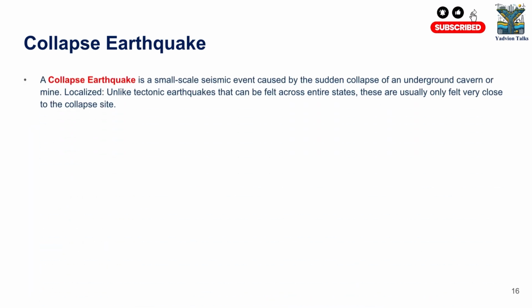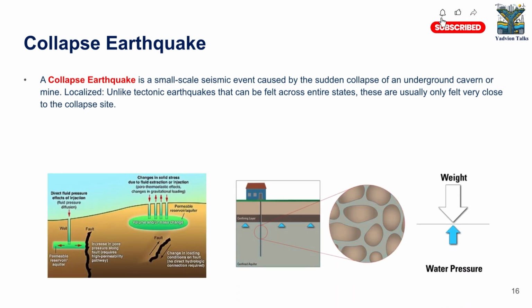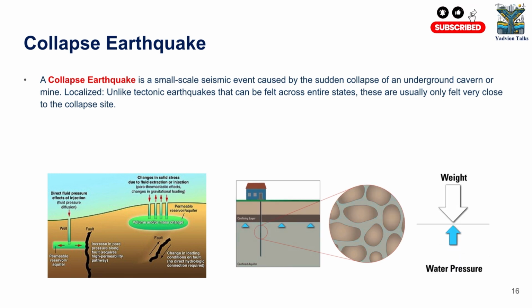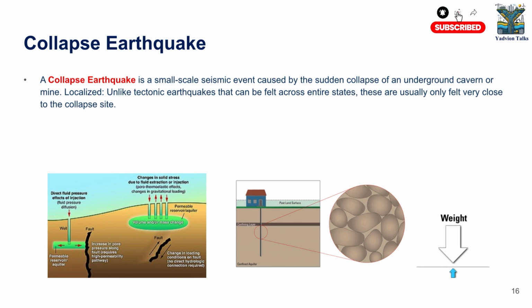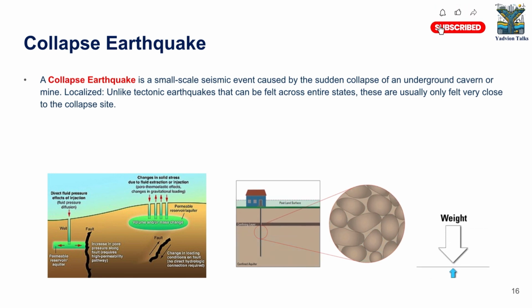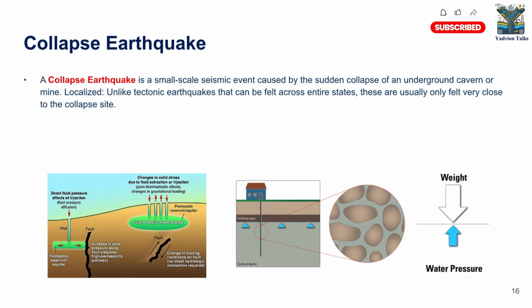Collapse earthquake is a small scale seismic event caused by a sudden collapse of an underground cavern or mine. Unlike the tectonic earthquake that can be felt across the entire state, these are usually felt only by those very close to the collapse site. So when we puncture any aquifer, take water out of the aquifer, and any mine or underground structure gets collapsed, the subsidence can be seen in the ground. In the second animation, you can see the entire settlement, entire structure can go down.